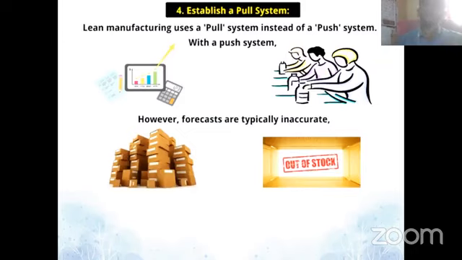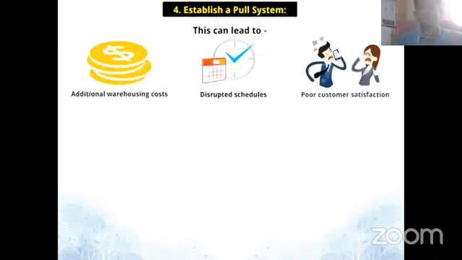So what will happen by using pull systems? By using a pull system, we minimize our inventory or minimize our storage. Okay, we minimize our raw material handling, etc. This can otherwise lead to additional warehousing costs. So this pull system reduces disrupted schedules and poor customer satisfaction.